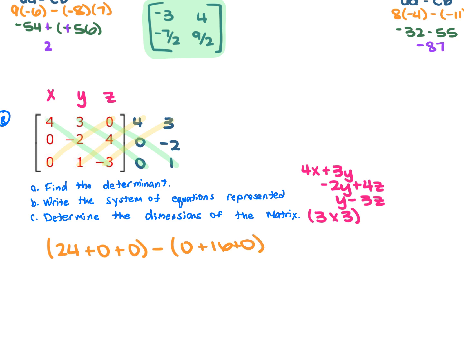From here, you add within both sides. So that's 24 minus 16. Subtract, and that gives you 8.